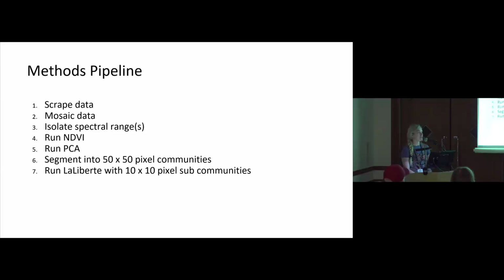Segment those into those 50 by 50 pixel communities that you were looking at because it is 5 meters, so 50 by 50 pixels is 250 by 250 meters, and then segmenting those into 10 by 10 pixel subcommunities to get the alpha and beta diversity.